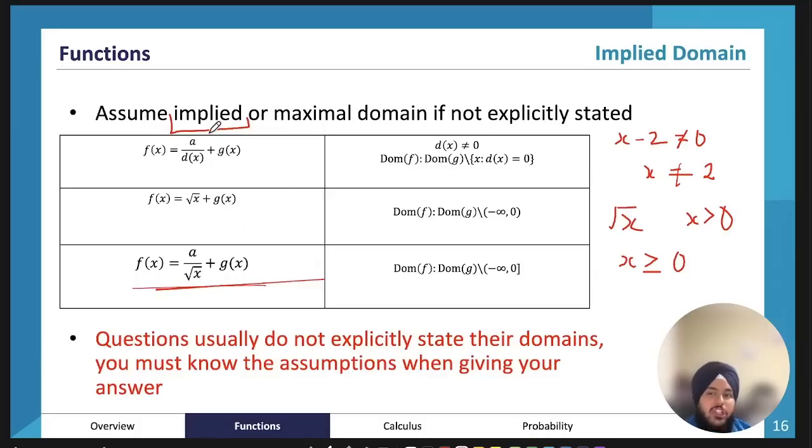So it's just knowing the properties of different functions that's really important when you're working out an implied or maximal domain. Oftentimes you will be required to know what these functions are, and then when you're working out the domain, you just use the properties of these functions. For example, for a over d(x), something in the denominator can never be equal to 0. Something inside a square root can never be less than 0. Using those properties, you work out the values that x cannot be, or the values that x can be, which is essentially the implied or the maximal domain.